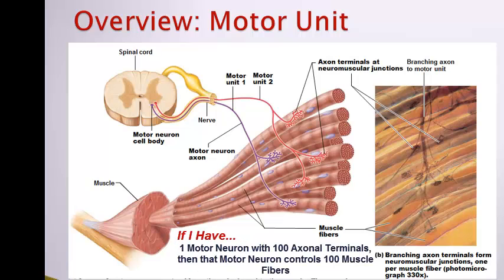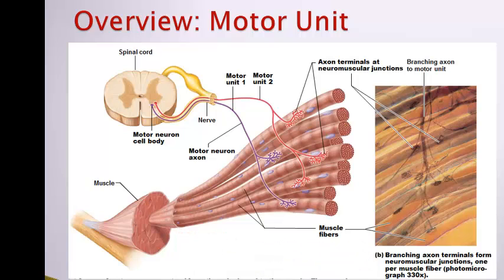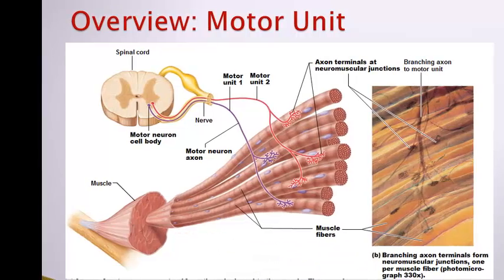So if I have a motor neuron that branches and innervates and has, let's say, 100 axonal terminals, that means that it will control 100 muscle cell fibers. So each time an electrical event comes down that axon, we will see that it will actually trigger electrical events on the surface of 100 different muscle cells that will result in a muscle contraction, coordinated muscle contraction, hopefully.